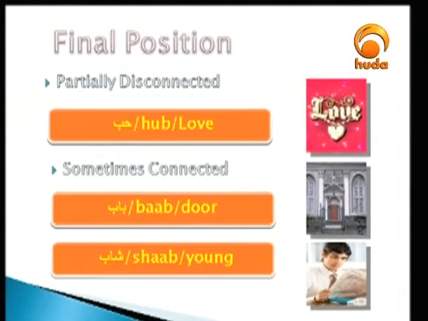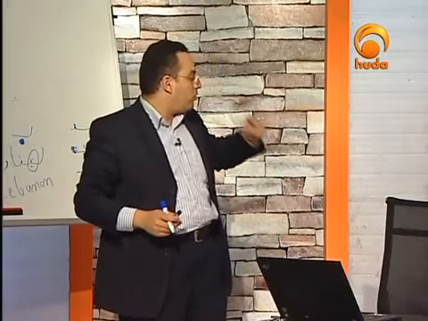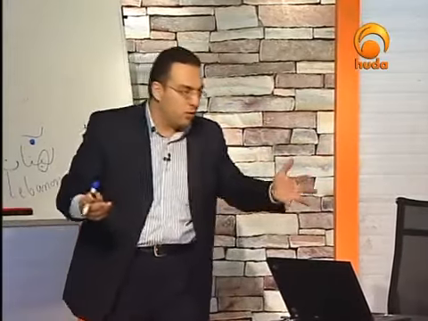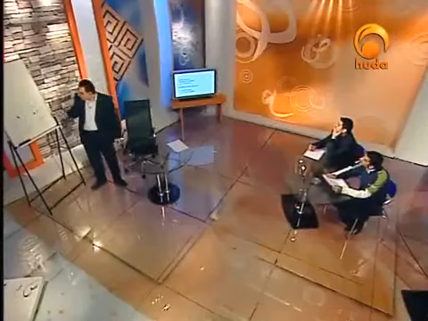Okay, let me just explain that in detail. What's the first example that we have on the screen, Osama? It's in the final position, partially connected. Partially connected means sometimes it comes connected and sometimes it comes disconnected. The example for a connecting letter, I'm sorry, I sometimes confuse both sides, and of course there is a strong difference between both. For example, hub, which means love.